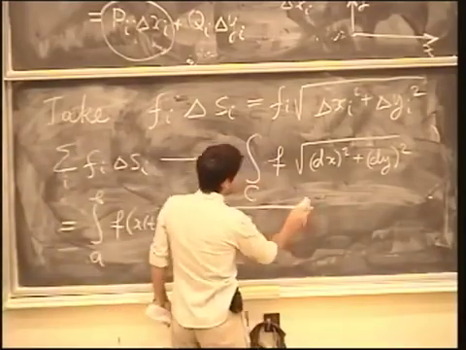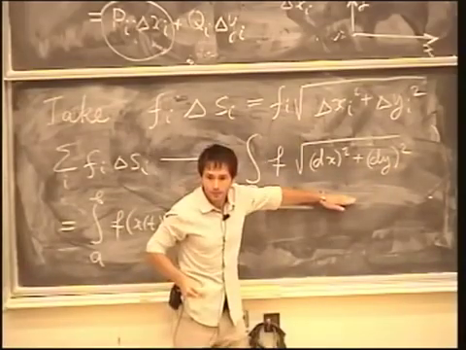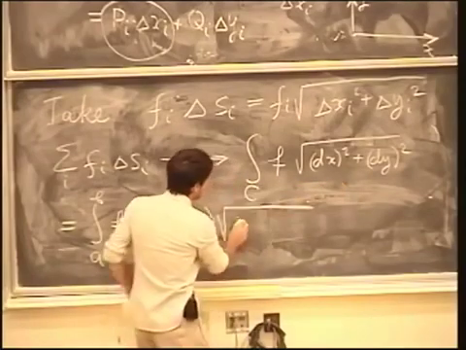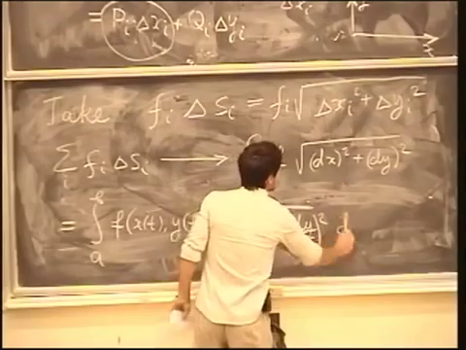And then here I will make a trick. I will divide everything by dt and multiply by dt. But if I divide by dt, that means that under the square root I divide by dt squared. So I will end up with (dx/dt) squared plus (dy/dt) squared, times dt.